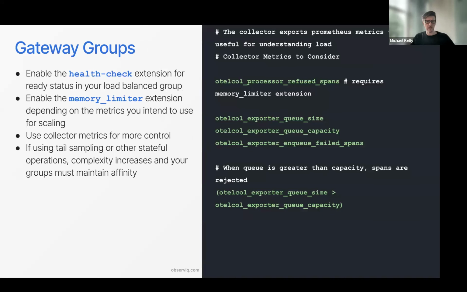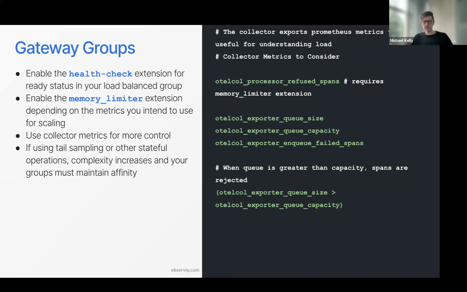A couple of other components of gateway groups, and this is more specific to the collector itself. One is you need an indication that the collector is running, and the collector gives you an extension called health check that's made specifically for this purpose. So within your configuration, you want to make sure that you have health check enabled. There are a couple of other ways you can look at the health and whether the collector is ready to receive traffic. This is the recommended method to do that, though.